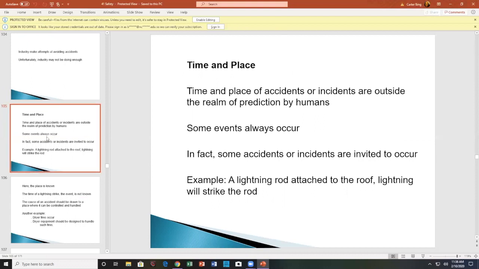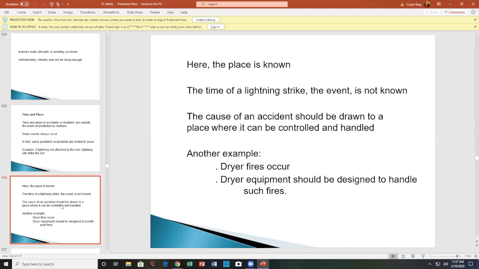Time and place. The time and place of accidents or incidents are outside the realm of prediction by human beings. Some events always occur. Some accidents are invited to occur. Lightning rod attached to the roof: lightning will strike the rod. The lightning rod is inviting the lightning strike. So here the place is known, but the time of the strike is not known.